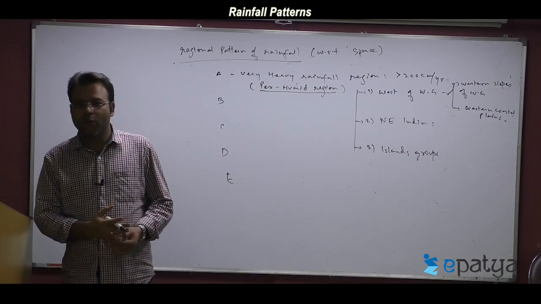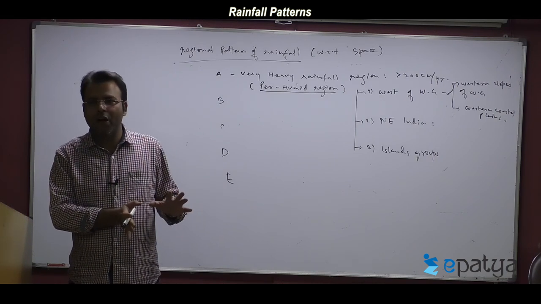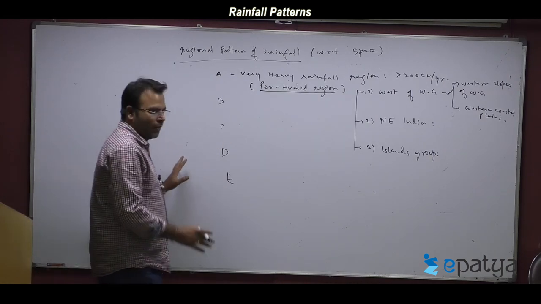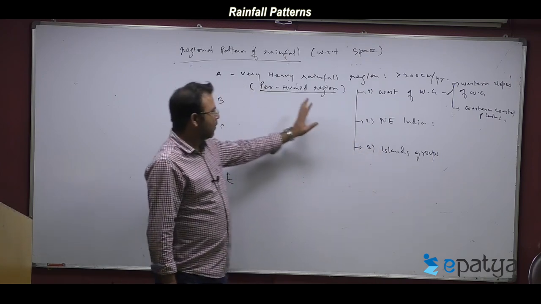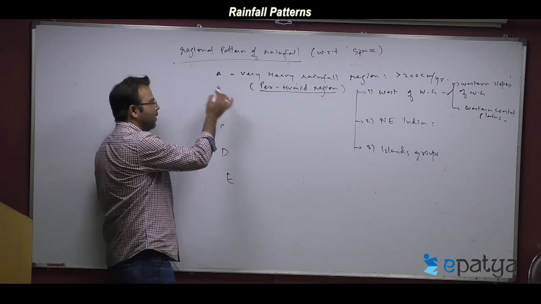So there are two island groups. We know them: the Lakshadweep group of islands and the Andaman Nicobar group of islands. Both fall under this. So these regions are heavy rainfall areas, very heavy rainfall. Now second part, B.